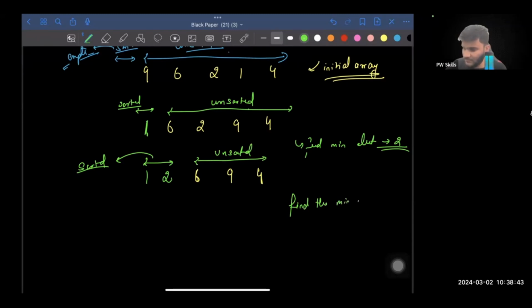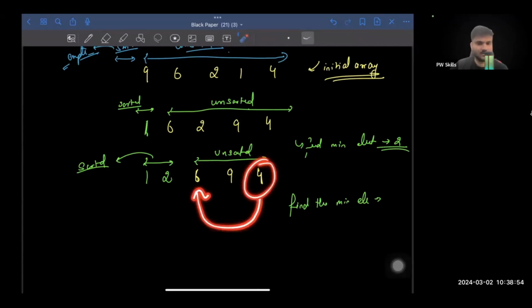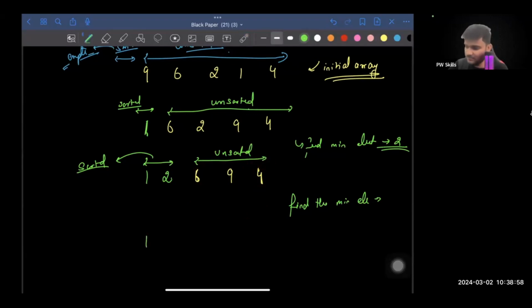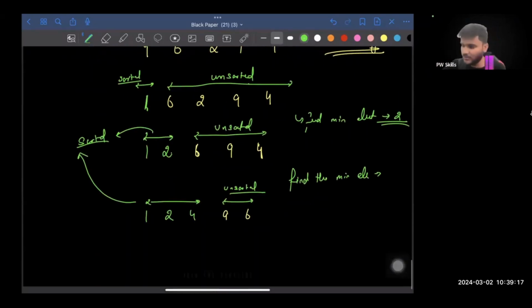Find the minimum element. What is the minimum element now? 4. We will spend some time, of course, to find the minimum element. But what we are going to do, we are going to swap 4 with 6. If you swap 4 with 6, what you will get? Sorry, 1, 2, 4, 9, 6. And now if you carefully see, this is the sorted region. This is the unsorted region. Right? Let's do it one more time.